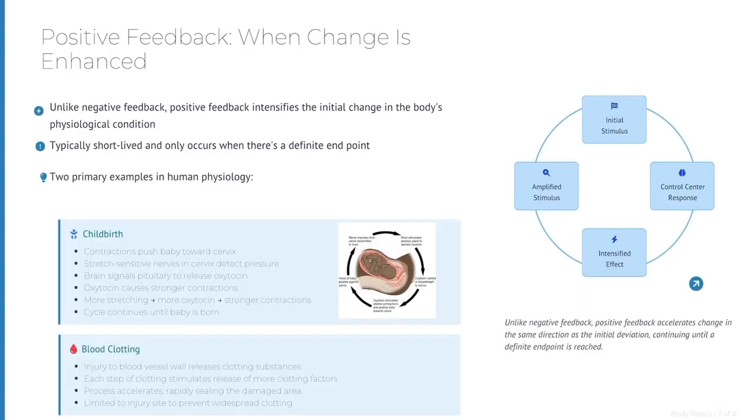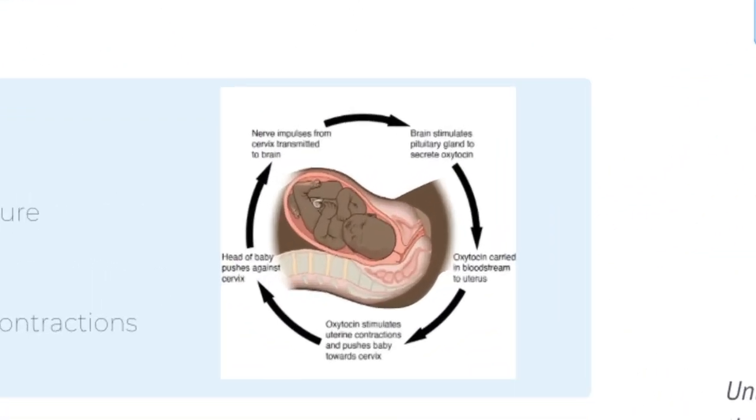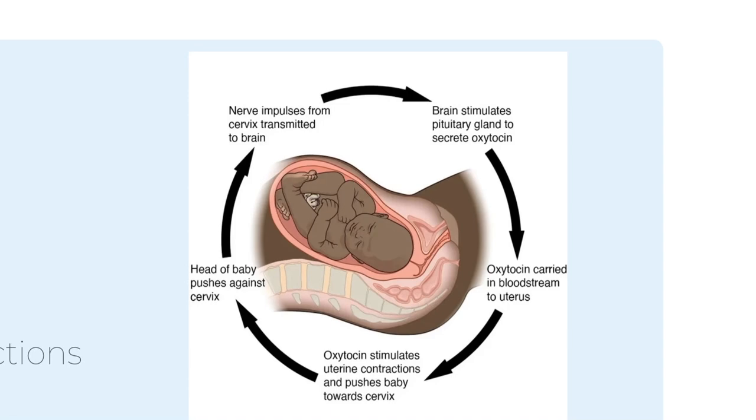So now we'll be talking about positive feedback, where the change is enhanced. Unlike negative feedback, positive feedback intensifies the initial change in the body's physiological condition. It is typically short-lived and only occurs when there's a definite endpoint. There are two primary examples in human physiology: childbirth and blood clotting. As you can see, this is the process of childbirth. Instead of trying to change back, it's actually intensifying the change.